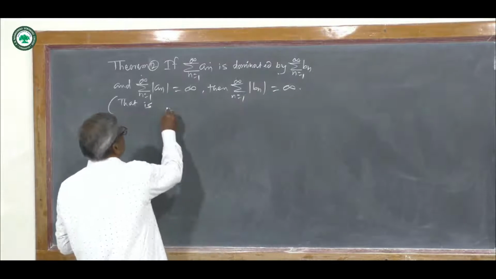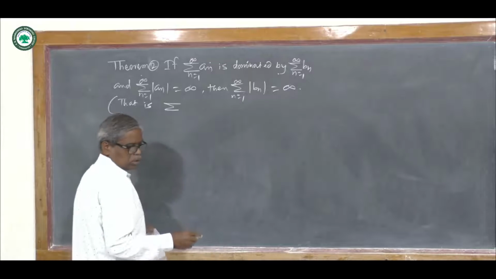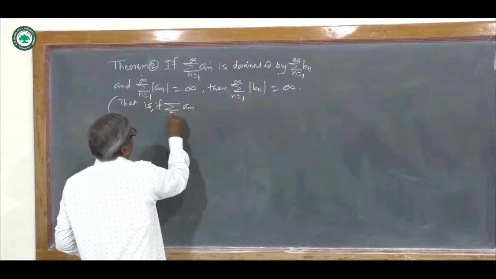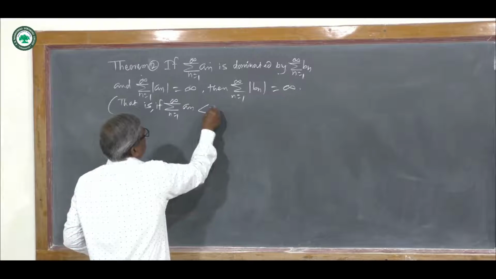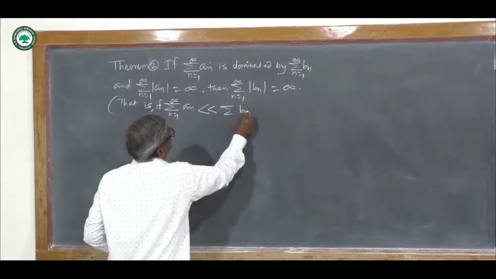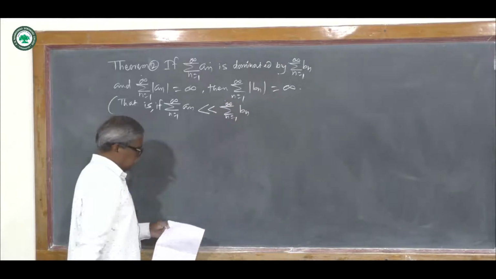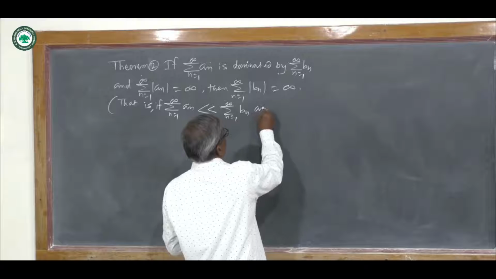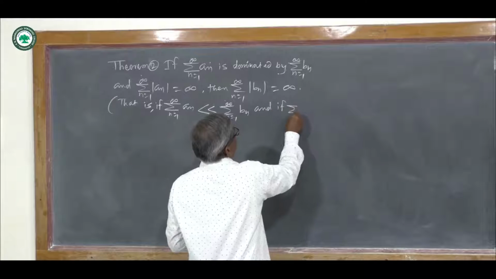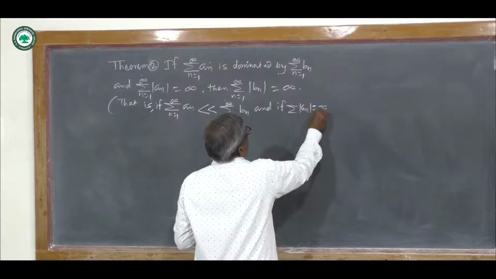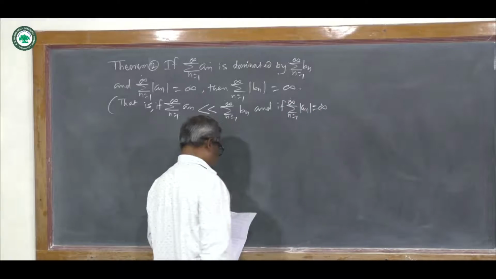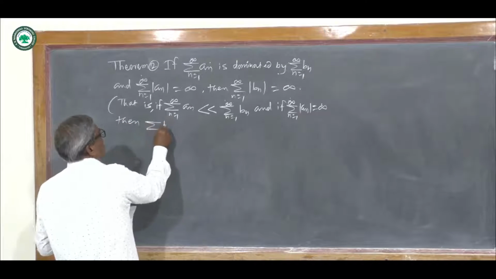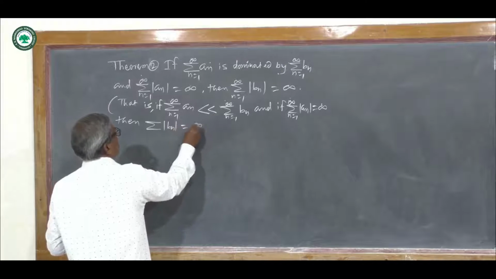if sigma an, n equal to 1 to infinity, is dominated by sigma bn, and if sigma mod an is equal to infinity, then sigma mod bn is also equal to infinity.